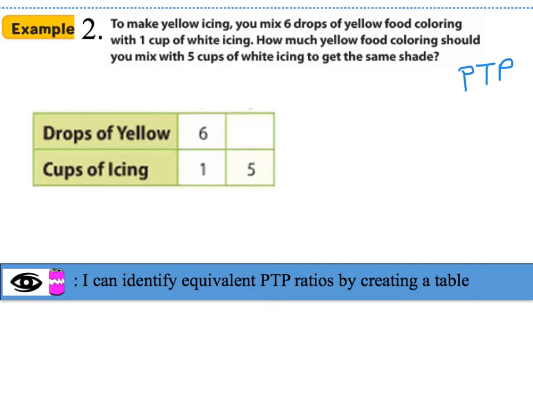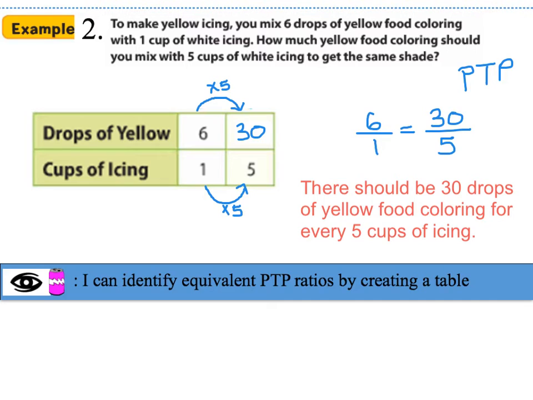So what we can do is we can start writing our ratio table. This is a part to part, so I've got them in row form this time. I've got 6 drops of yellow, so the 6 goes on the top, and the 1 cup of icing goes on the bottom. So I'm going to scale forward by multiplying the 1 by 5. So I'm times it by 5. That's how I got the 5 in that first box. And then I'm going to do that same exact thing to the top. So 6 times 5 would be 30. So I know that the ratio 6 over 1 is the same exact thing as 30 over 5. 6 over 1 is just the reduced form.